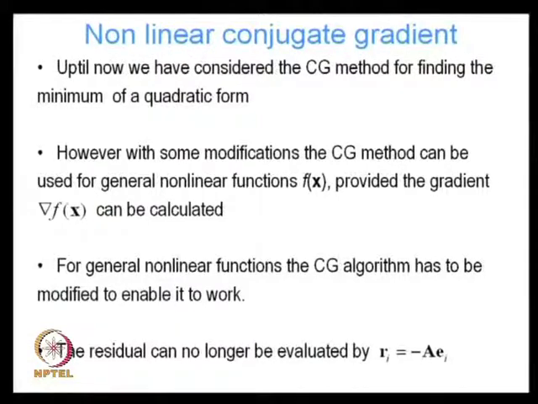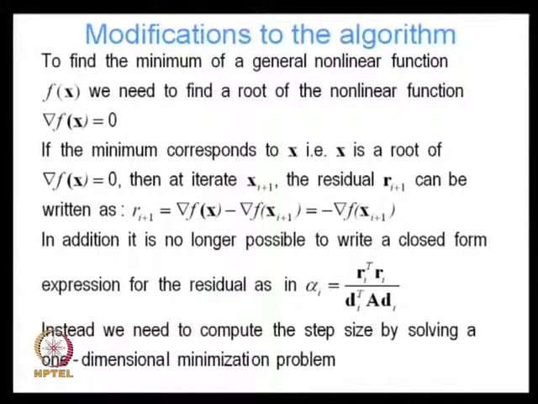What are the modifications necessary? Well, first of all, the residual can no longer be evaluated by Ri is equal to minus Ai, because there is no constant matrix A anymore, right. To find the minimum of a general nonlinear function f of x, we need to find a root of the nonlinear function gradient of f of x is equal to 0. So, we want to find the value of x such that gradient of f of x is equal to 0.